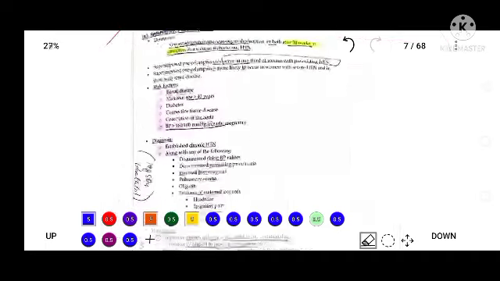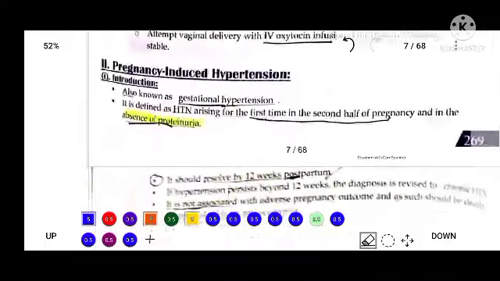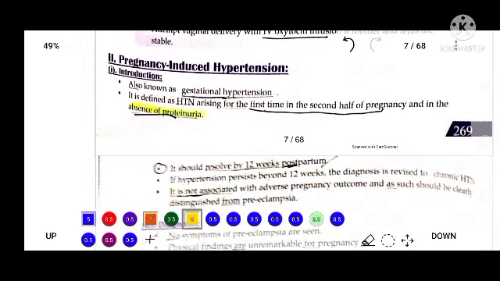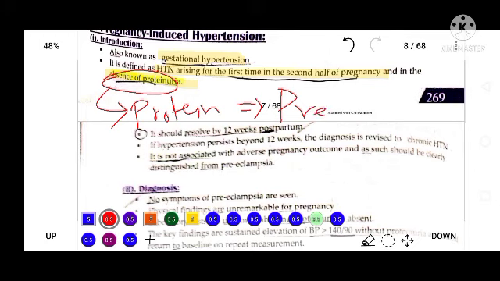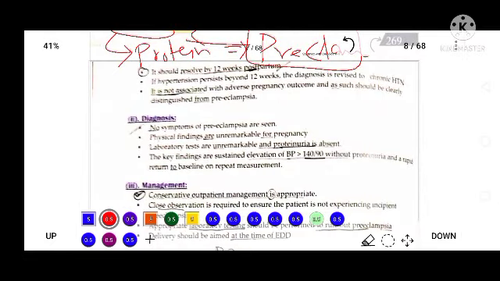Now let us look at the condition that is pregnancy-induced hypertension. It is also known as gestational hypertension: hypertension arising for the first time in the second half of pregnancy in the absence of proteinuria. No proteinuria is present in pregnancy-induced hypertension. If proteinuria is present, then that condition will be preeclampsia, which is hypertension along with proteinuria with organ damage. So this diagnosis can be made by laboratory investigation.